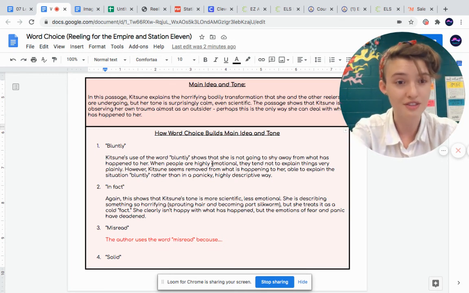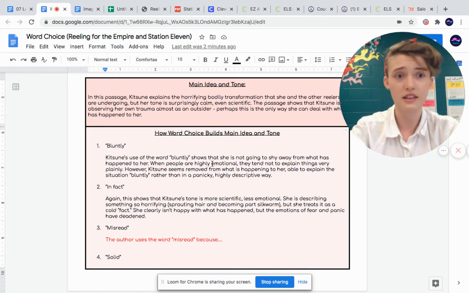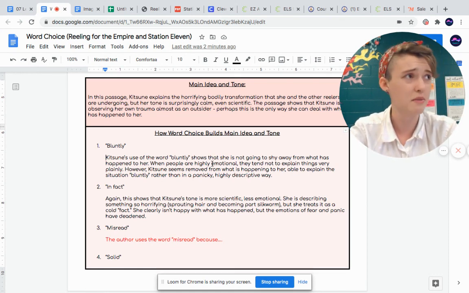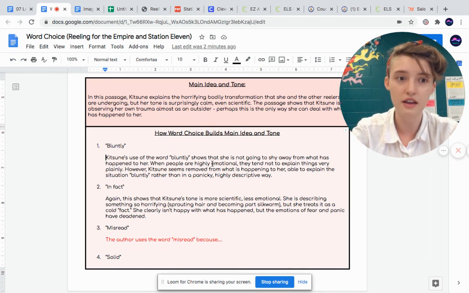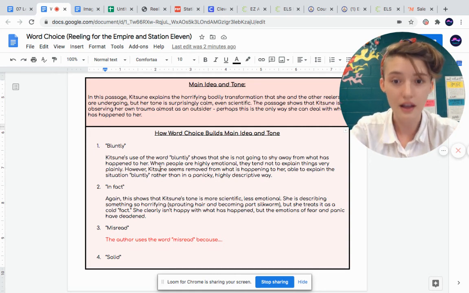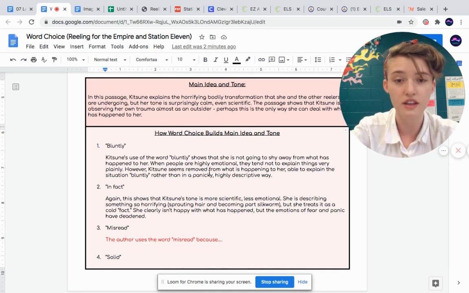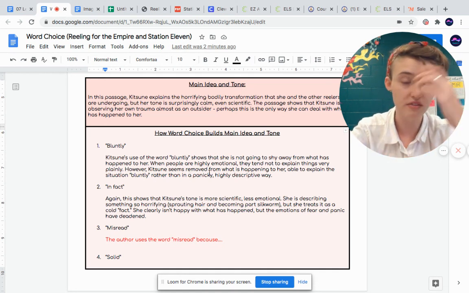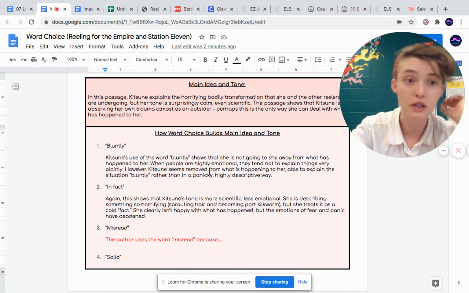And we know this, right? Like if people are very emotional about things, they're like, and then this happened and it was awful, and this happened and it was terrifying, and blah, blah, blah. She's not doing that. Again, she says, "I will put this bluntly, we're turning into silkworms." However, Kitsune seems removed from what is happening to her, able to explain the situation bluntly rather than in a panicky, highly descriptive way. So that's what I think the word bluntly is doing there.